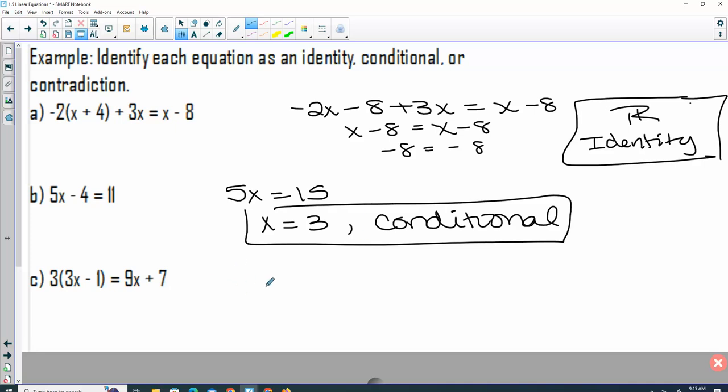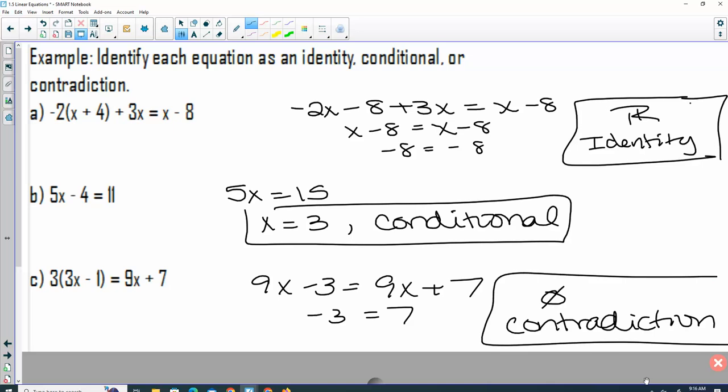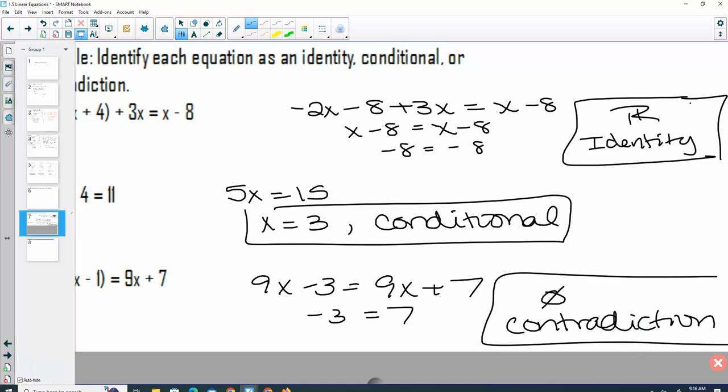All right, C, if we distribute, you have negative 3 equals 7, so that is no solution, contradiction. Any questions about those? Okay.